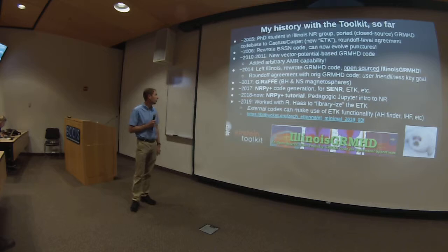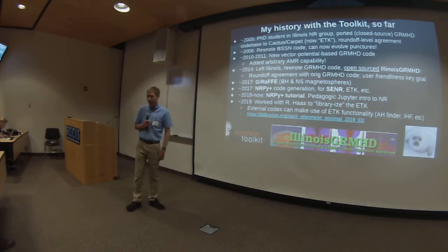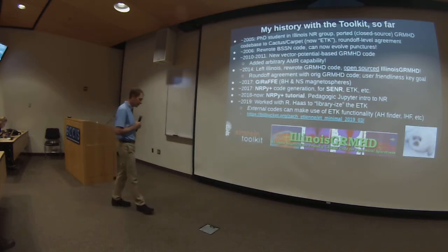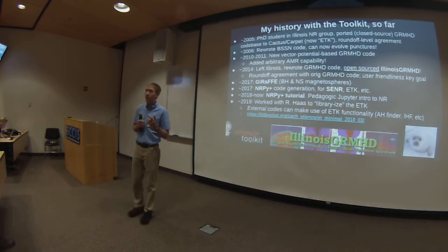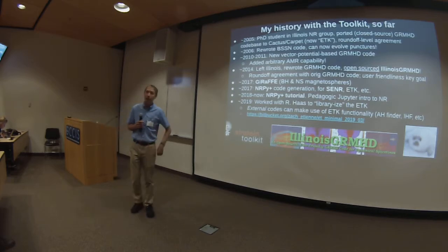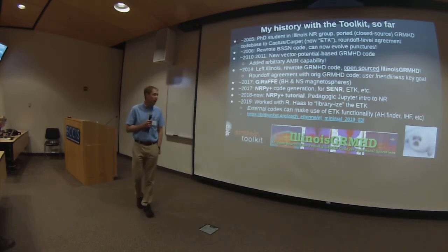I rewrote the code around 2014, 2015. Again, it has round-off agreement with the original GRMHD code. But the difference is that performance is about twice as fast, scaling is amazing relative to the original code, and it's designed to be user-friendly. It's a GRMHD code in only about 2,500 lines of code, somewhere around that.